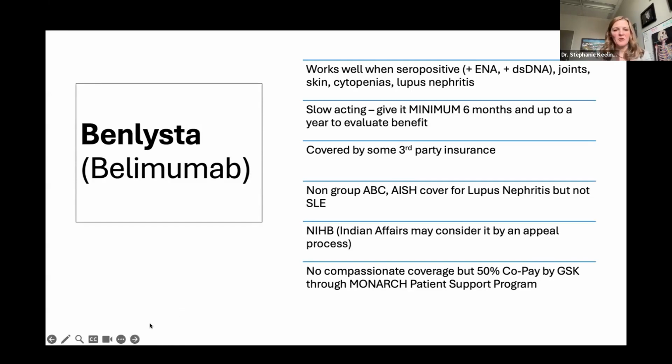So even if you have non-group Blue Cross, so that's good. It's quite safe, but it takes like 6+ months to work. So we add it on to their existing antimalarial or whatever drugs they may have.